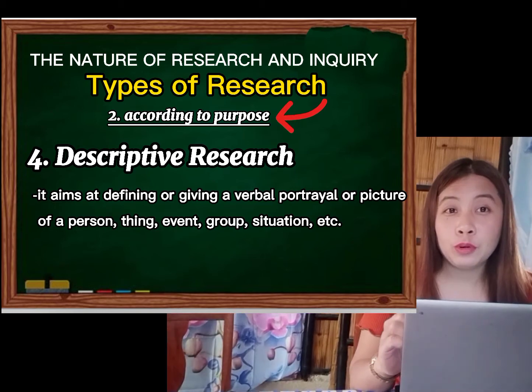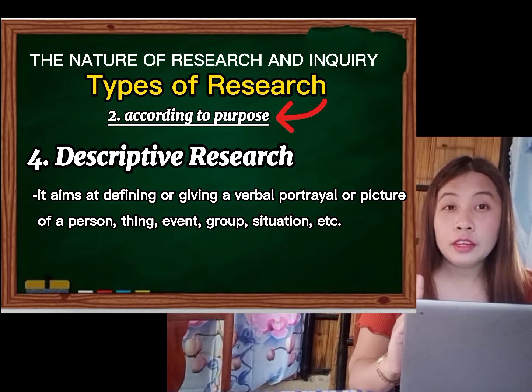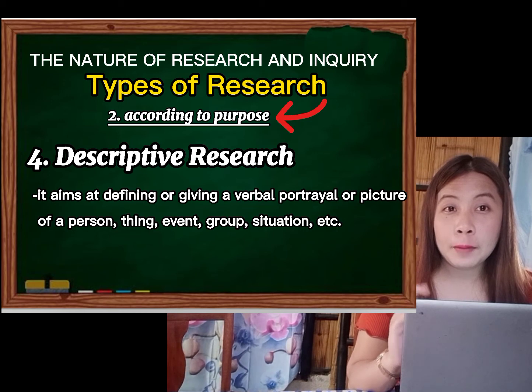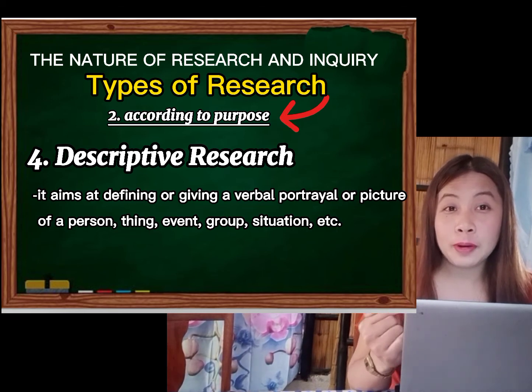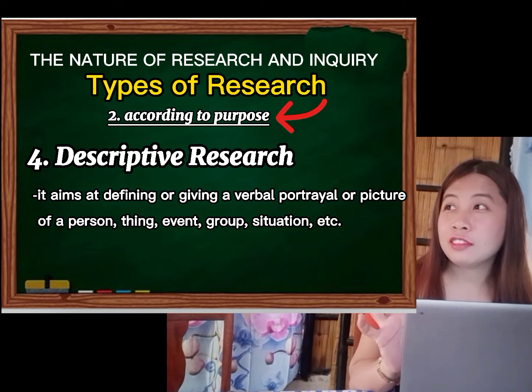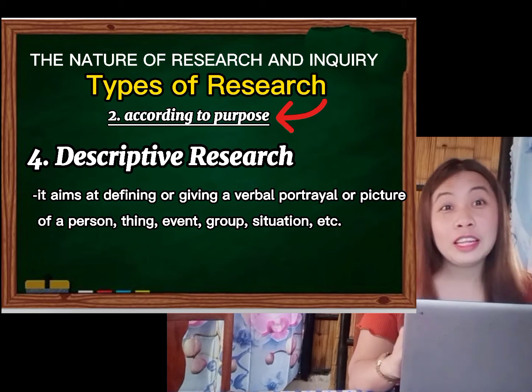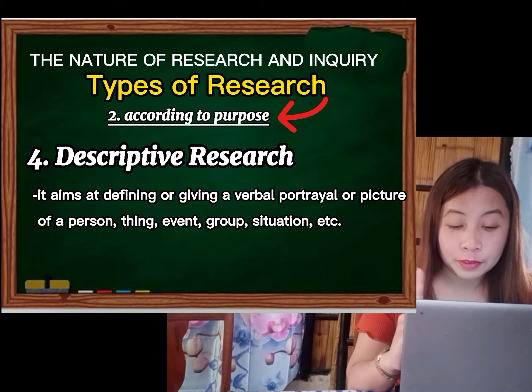Bawa sa study mo, gusto mong i-describe yung characteristic ni math teacher based doon sa pagtuturo niya ng math subject. Okay? So, ano bang characteristics ni teacher or behavior ni teacher? So, that is descriptive. Okay?